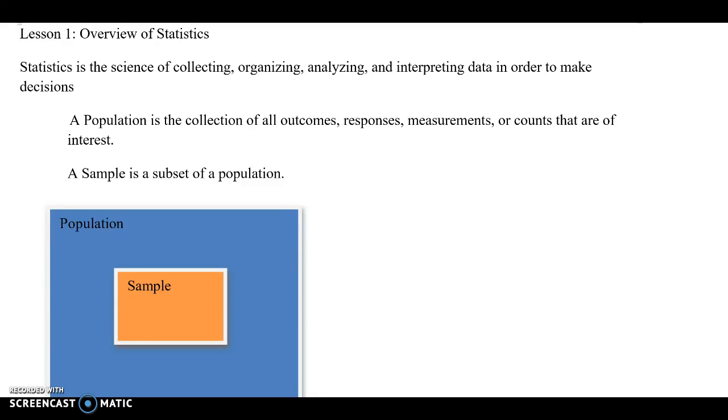Lesson 1. Overview of Statistics. Statistics is the science of collecting, organizing, analyzing, and interpreting data in order to make decisions.